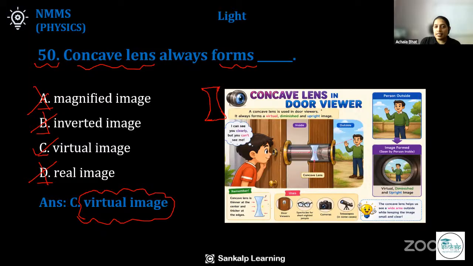Concave lens is used in door viewers. It always forms a virtual, diminished and upright image. Upright means erect image, like this, and small image, diminished image. Correct option is option C. Virtual image is formed by concave lens.